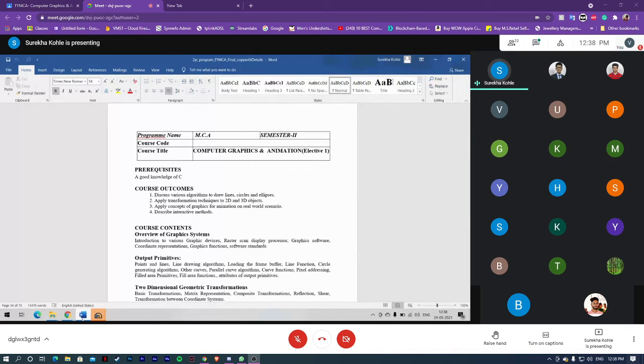Then you can see here that in the second chapter we have the output primitives. In these output primitives we will see points, lines, how a point is going to be displayed on the monitor, how a line is going to be drawn, then line drawing algorithms, loading the frame buffer, line functions, circle generation. There are different types of algorithms for generating these objects, right? Using these algorithms, we will solve the problems, and we will see how it is going to display on the system.